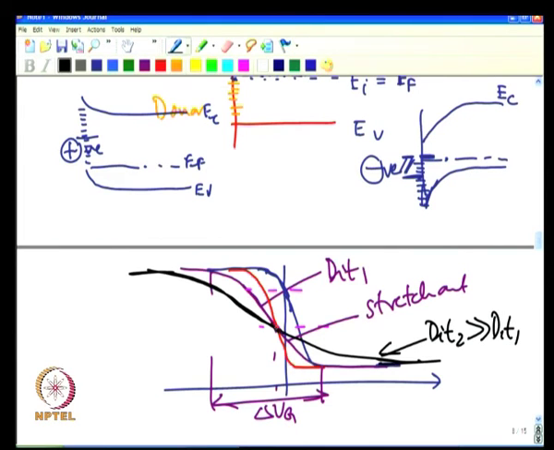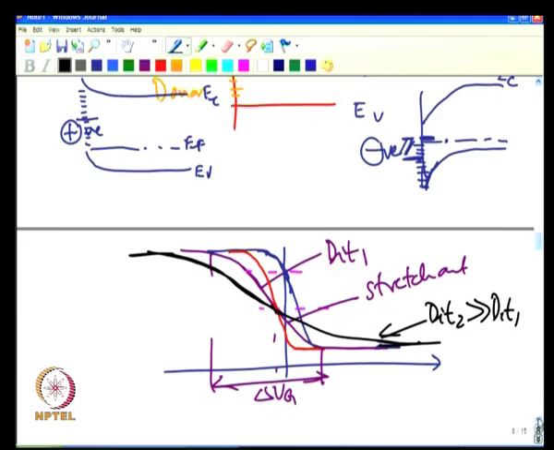Again, at this point you may not have any charge. As I start going to the left, more and more positive charge continues to increase, and in this direction more and more negative charge continues to increase. This is essentially the stretch out phenomenon.